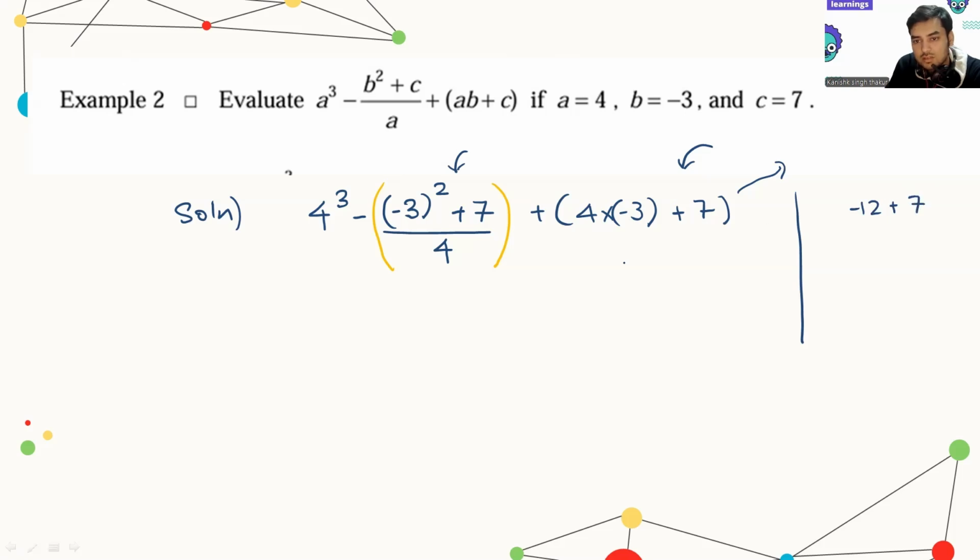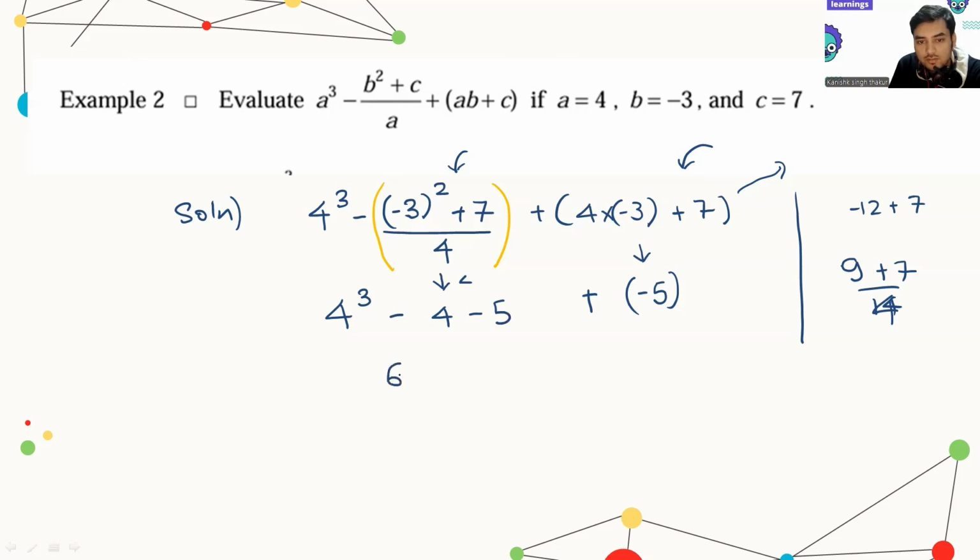How much is that giving me? Minus 5. So this gives me minus 5. Added to what? Minus 3 square is 9, plus 7, over 4. This bracket I'm solving here: 9 plus 7 is 16, over 4 is 4. So 4 cube minus 4, minus 5.